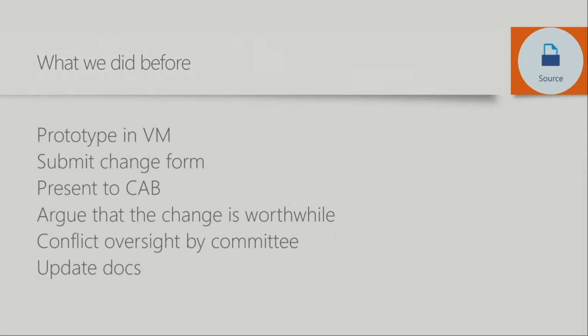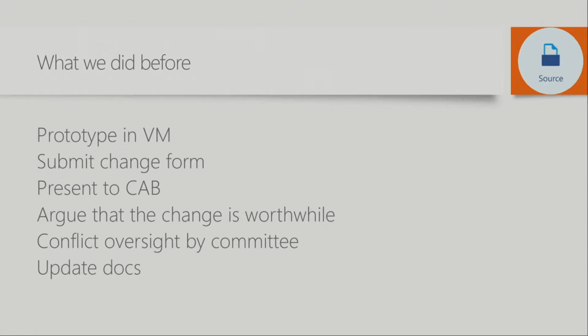So before you implement a CI/CD pipeline, here is the process you go through, and then we'll go through what the process is like when you implement the CI/CD pipeline. Typically, in the current process, you decide you want to make a change, and you prototype the change in a VM. You manually make the change, or you automate it by writing a PowerShell script to make the change on a VM. You test it, and make sure that it does what you want it to do.